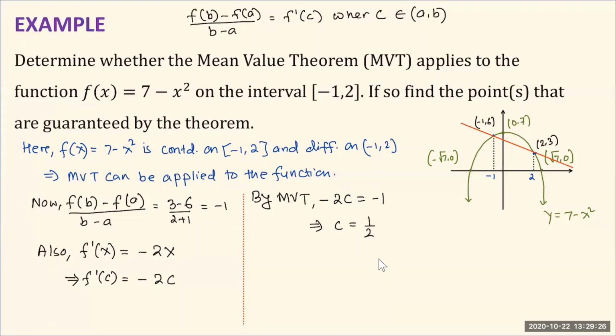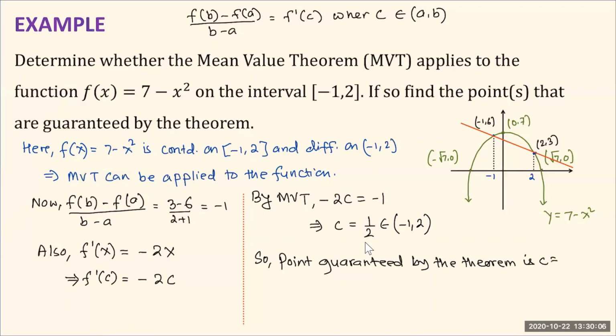We are asked to find the value guaranteed by the theorem. So the theorem guarantees that c is equal to 1 over 2, which is in the interval. You know, this half is in between these values. It is somewhere inside this. So that is in the interval negative 1 up to 2. So the point guaranteed by the theorem is c equal to 1 over 2.